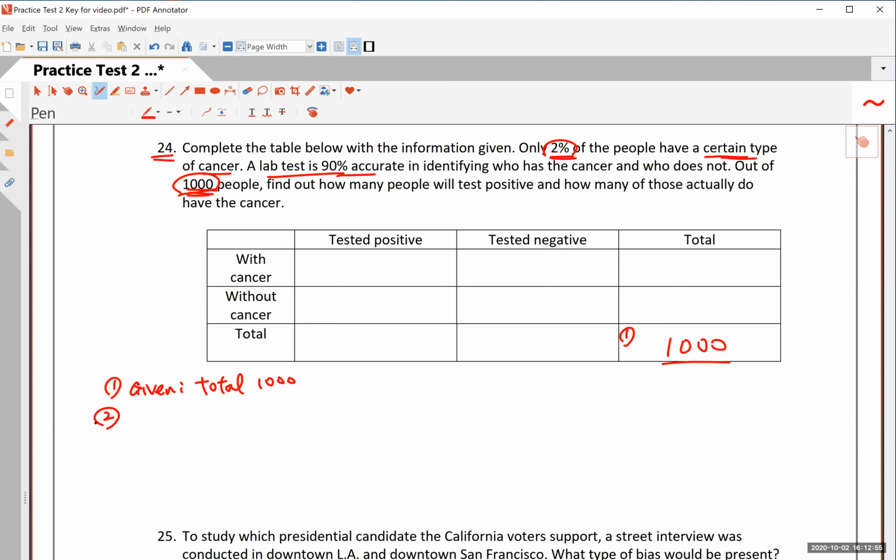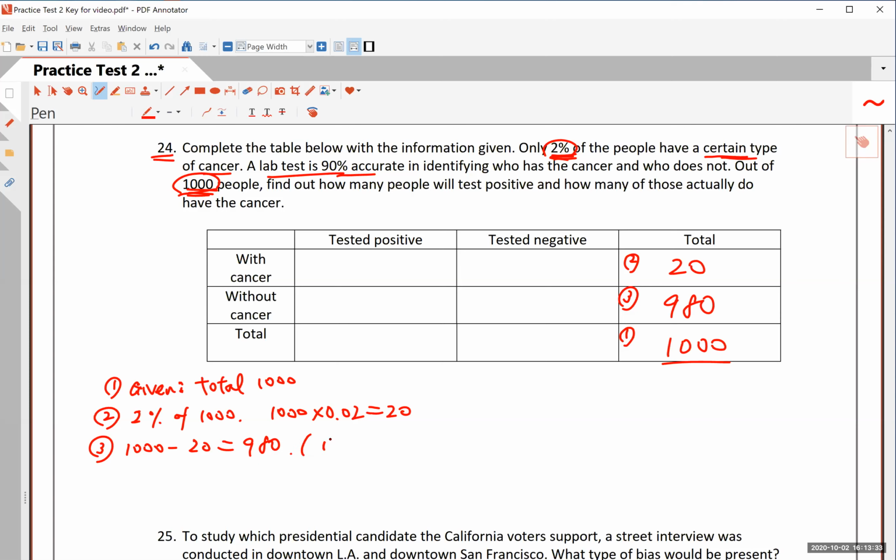The first thing to fill out are these two columns here, number 2 and number 3. How many of these people have cancer? This rare type of cancer. You're given 2%, right? So this will be 2% of 1,000, that's 1,000 times 0.02, which is 20. Number 3, you can just do a subtraction. 1,000 minus 20 is going to give you 980, because 980 people, according to this 2% rule, are without cancer. Or you can do 1,000 times 0.98. That's 98% of 1,000 people, that's 980 people. That's the same thing.